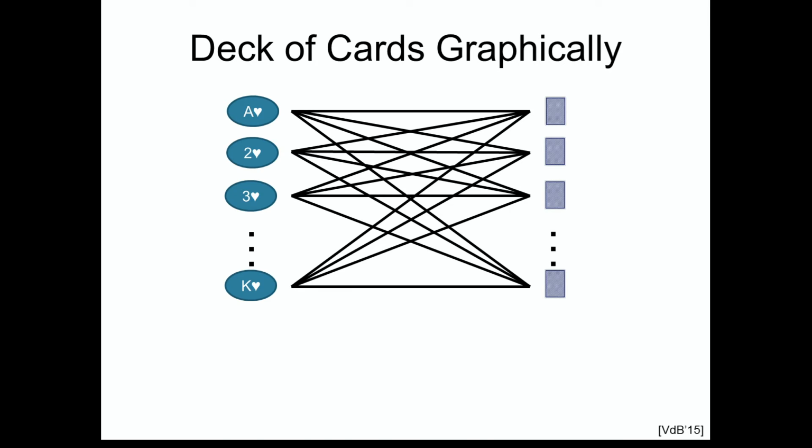So this is the same problem shown as a bipartite graph. We have all of our cards and all of our positions, and these are all of the random variables expressed by edges. So this random variable here says that card King of Hearts is assigned to the last position in the deck, right?